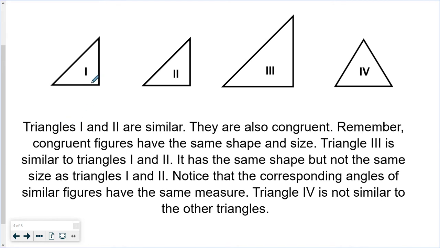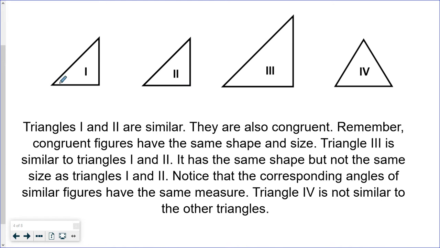Triangle number 1 and triangle number 2, these two are actually going to be similar to each other. As a matter of fact, these two are actually congruent. That's what it says. They're also congruent because they have the exact same shape and they're both the exact same size. So that means that this side here would be the same measurement as this side. This slanted side would be the same measure as that slanted side, and this side here would be the same as this one.